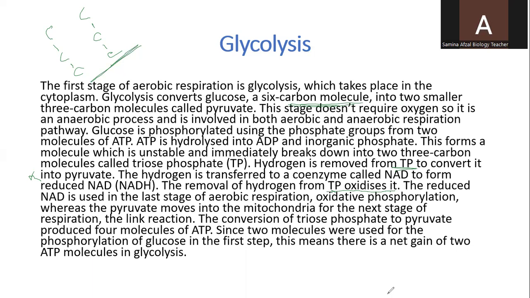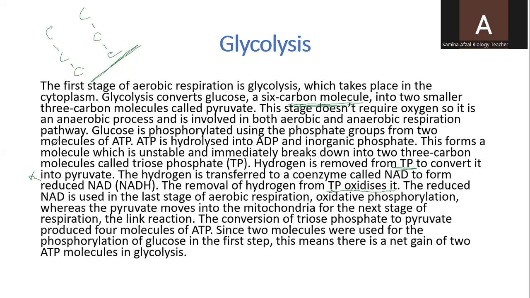So the conversion of triose phosphates to pyruvate produces four molecules of ATP. First of all, two molecules of ATP are used, but as a result of the formation of pyruvate, four ATP molecules are formed. Since two molecules were used, the net gain is only two molecules of ATP. When four molecules are produced, only two remain behind.